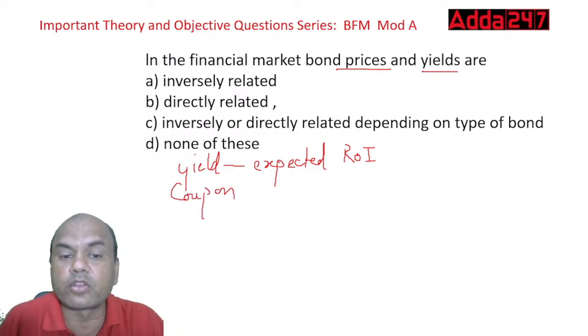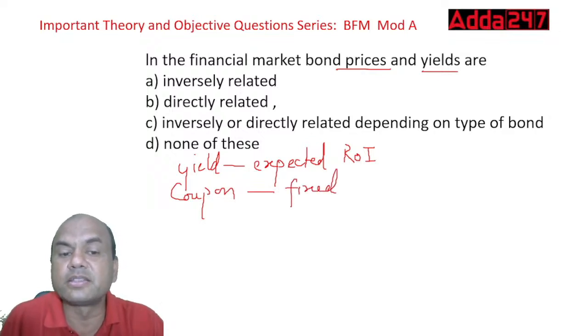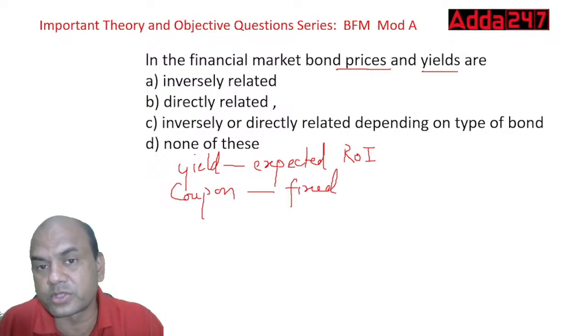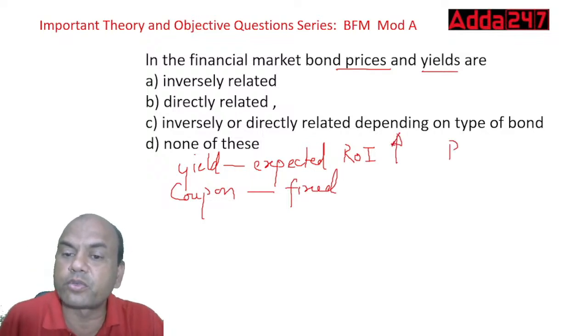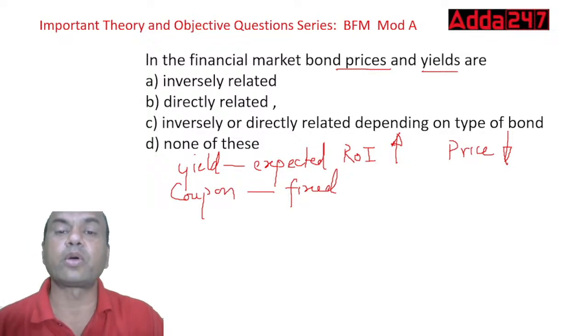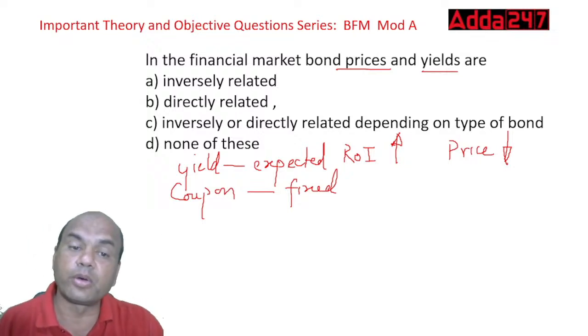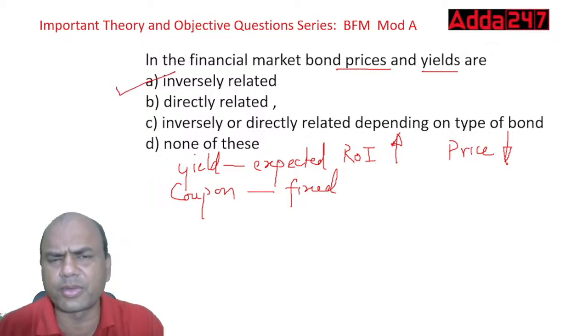So coupon is always fixed. Once it is given, it's fixed. You can't change it. But this yield goes on changing. Expected rate goes on changing. If the expected ROI goes up, then the price of your existing bond will go down. Always remember, if the expected ROI goes down, the price of the bond will go up. So it is inversely related, isn't it? In the financial bond market, bond prices and yields are always inversely related.